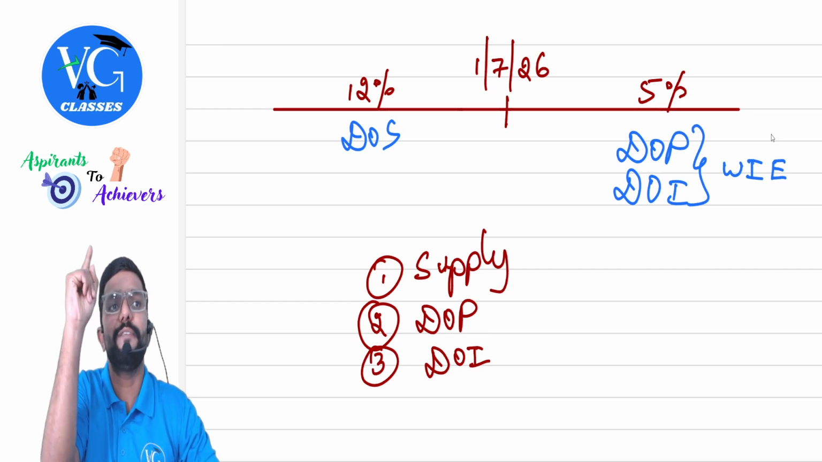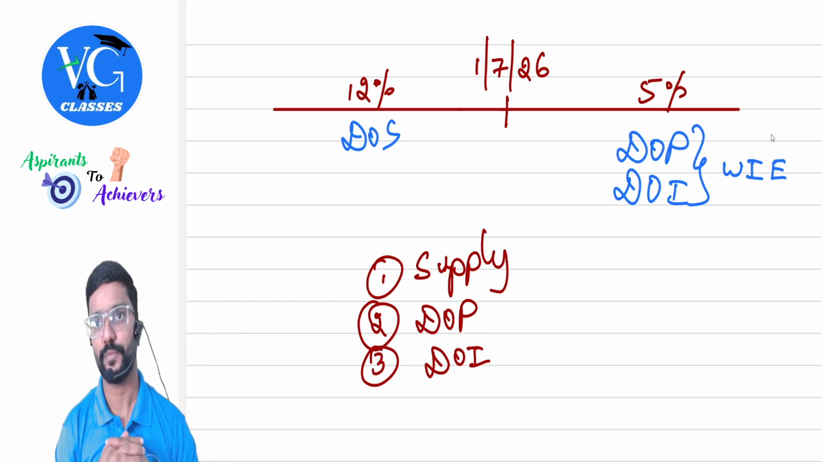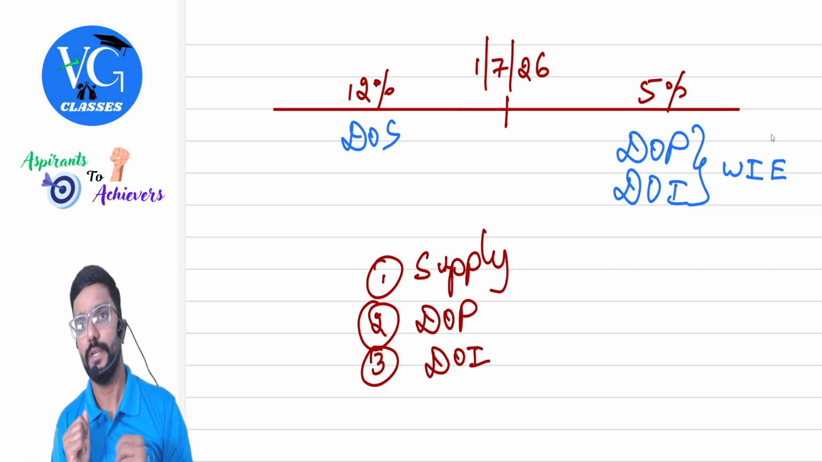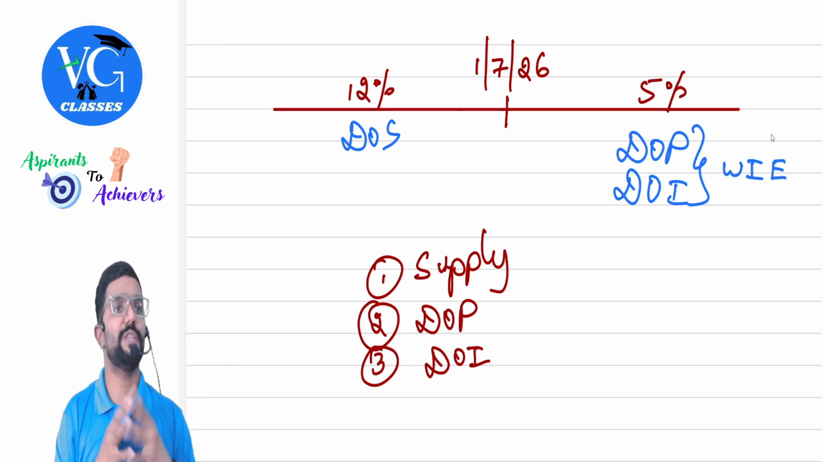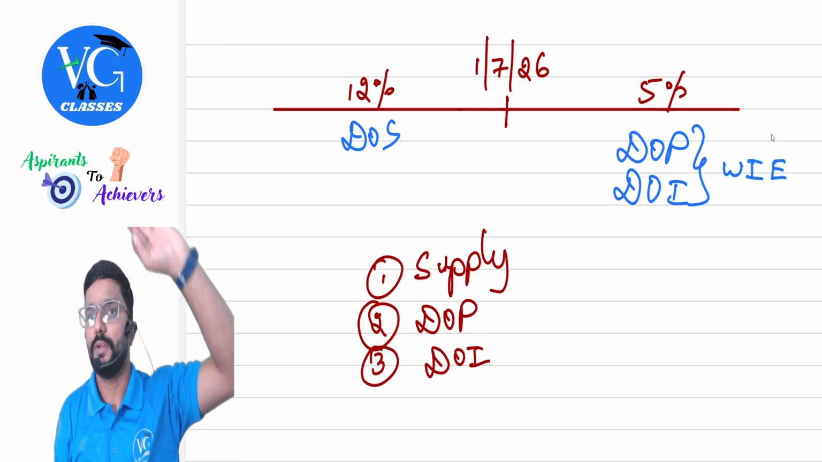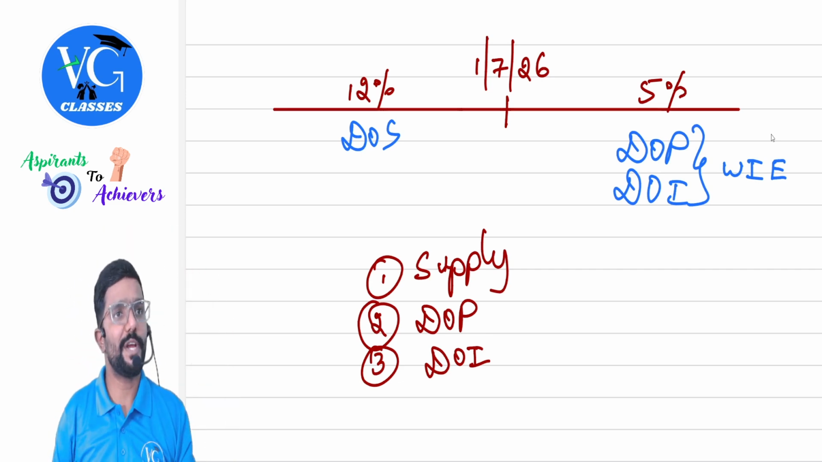The first thing I need to identify is, when did the supply take place? Did the supply take place before the change or on or after the change? First scenario, let me take before the change. So the date of supply is before 1st July.